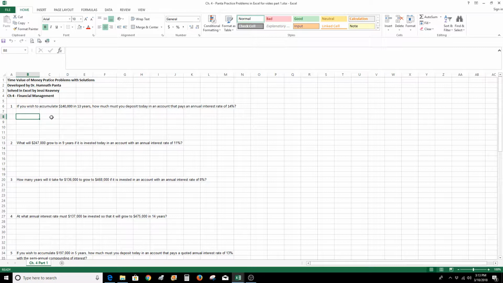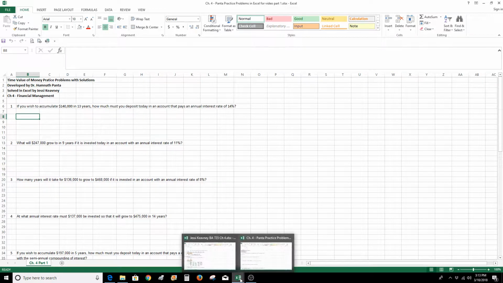So the first problem is, if you wish to accumulate $140,000 in 13 years, how much must you deposit today in an account that pays an annual interest rate of 14%? So the first thing that you need to know is what you're trying to find in the problem. It looks like the present value, because it says how much must you deposit today in an account.